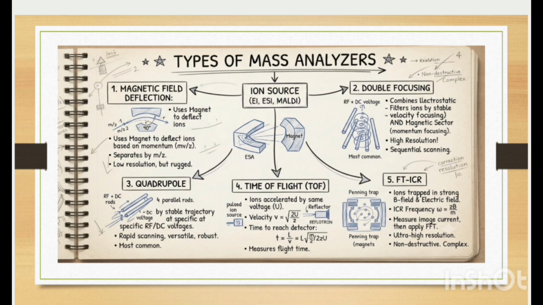Then the TOF analyzer. In this analyzer, ions are accelerated to the same energy, and lighter ions travel faster and reach the detector first. Heavier ions arrive later. The flight time is used to determine m/z values. Last is FT-ICR, which stands for Fourier transform ion cyclotron resonance. It uses a strong magnetic field and provides extremely high resolution and accuracy. It is mainly used for advanced research applications.